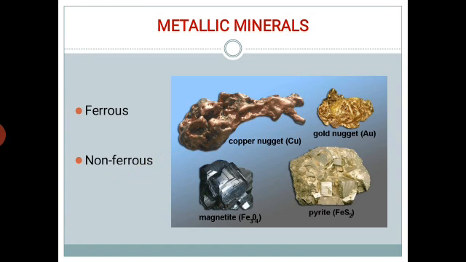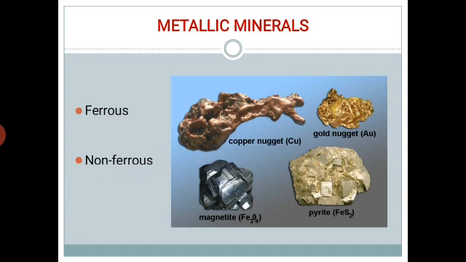Metallic minerals can be subdivided into some categories, students, like ferrous minerals and non-ferrous minerals. Ferrous minerals include iron ore and manganese ore. Second, non-ferrous minerals contain metals other than iron. That means ores of gold and silver are examples of non-ferrous minerals.